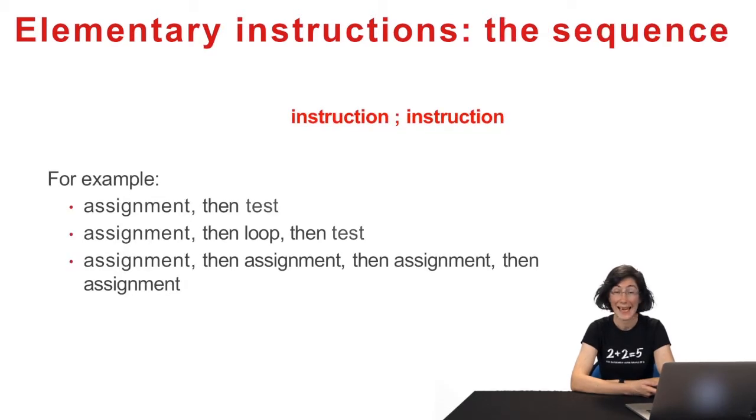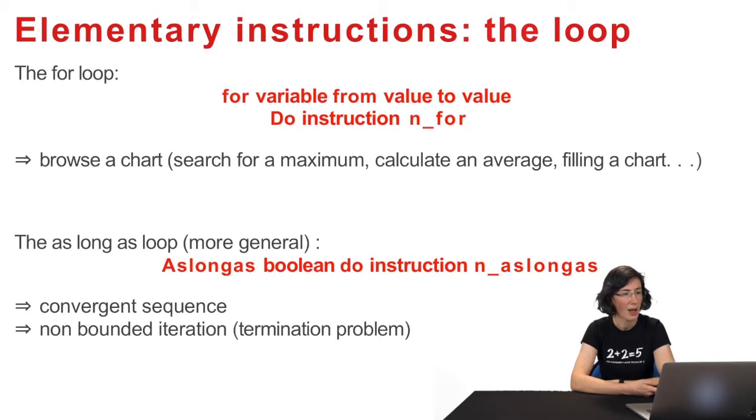The next instruction is the sequence. The point of the computer is that it is able to execute successively a certain amount of operations, in this case, instructions. For example, we can perform an assignment, then a test, or an assignment, a loop, and a test, or a certain amount of successive assignments. There is a more interesting instruction, the loop.